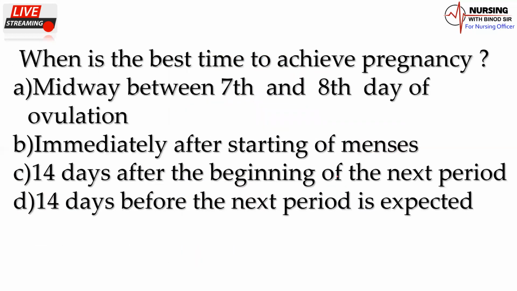When is the best time to achieve pregnancy? A option, midway between 7th and 8th day of ovulation. B option, immediately after starting of menses. C option, 14 days after the beginning of the next period. D option, 14 days before the next period is expected. So what would be the right answer of this question? Put your right response in the chat box.